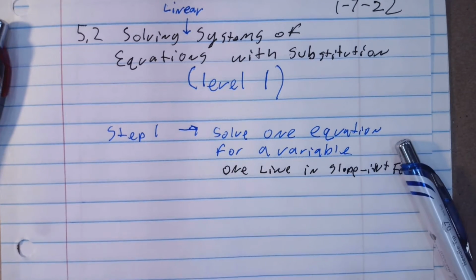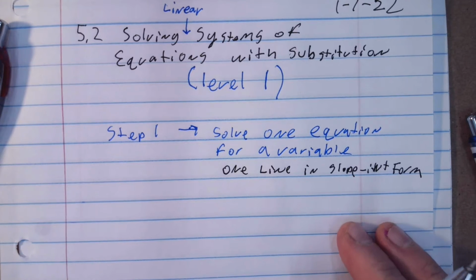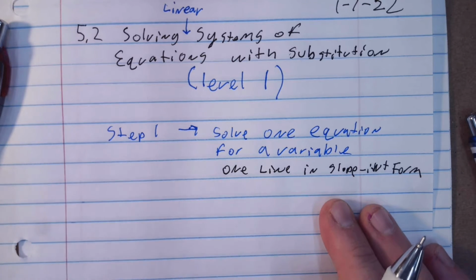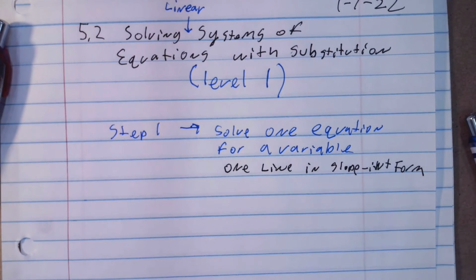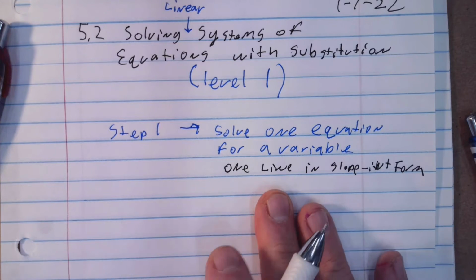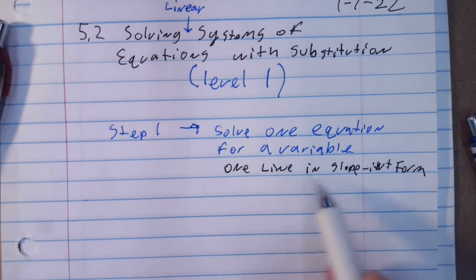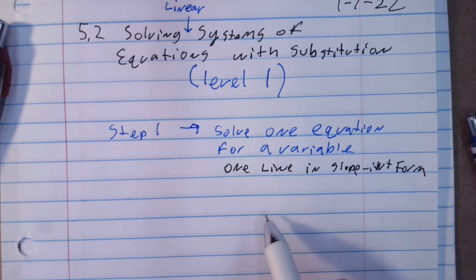Okay. So we want one line in slope-intercept form because, again, even though we're not graphing, we have 2 lines. We have 2 linear equations. So you want one in slope-intercept form, and you're good. You don't have to have both, just one. Today, both of them are going to be in slope-intercept form.